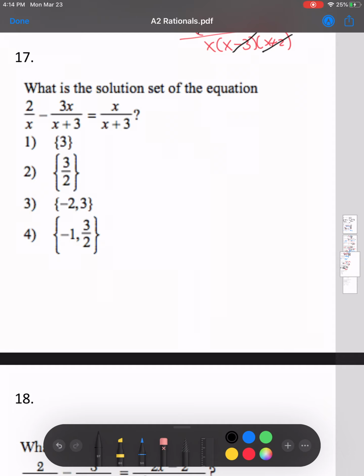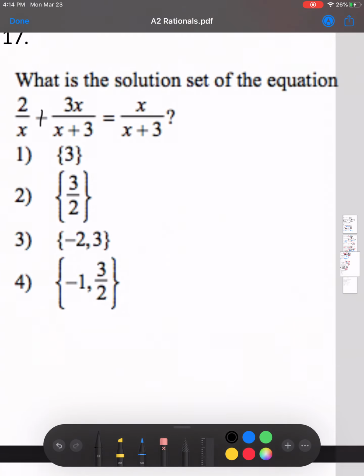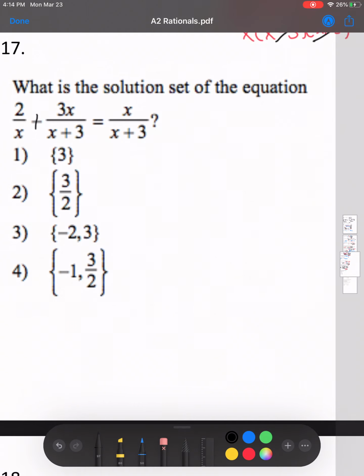All right, number 17. What is the solution set to the equation? Okay, if they give you an equation and possible answers, technically speaking, all you need to do is plug those answers in and see if they work. But honestly, that's about as much work as doing the problem straight anyway. So we're going to go ahead and do the math that we learned, which is you need a common denominator.